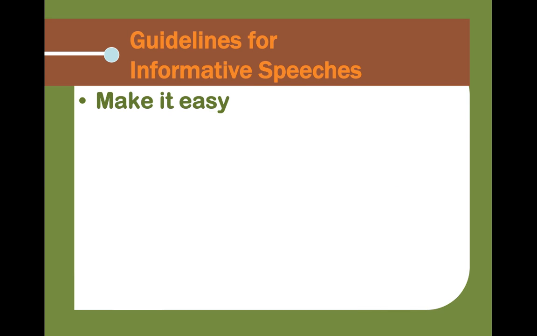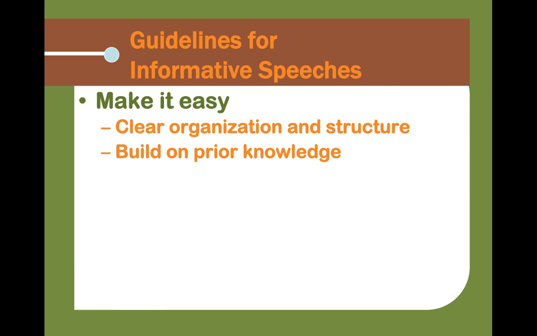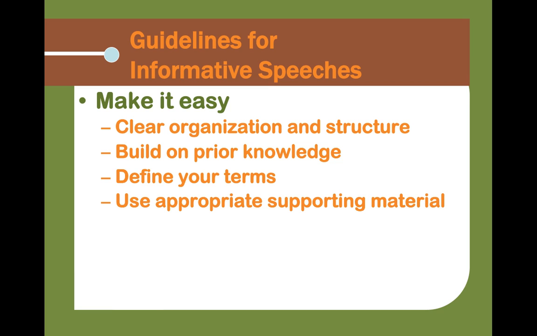Guidelines for informative speaking. First of all, make it easy for your audience. You can do this by offering clear organization and structure. Make sure to build on prior knowledge. So pick a topic that you have a little bit of information about and then build on that. Define your terms. So if you're going to talk about a specific topic, energy conservation, let's say, you want to give us definitions to any terms we might be unfamiliar with.